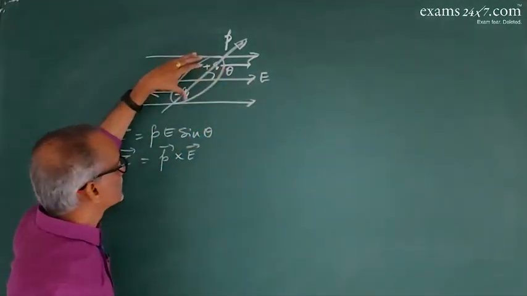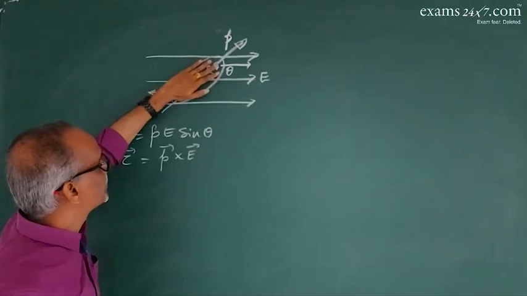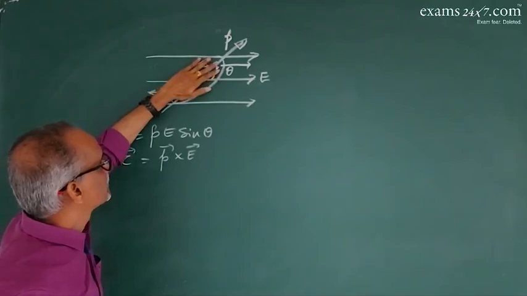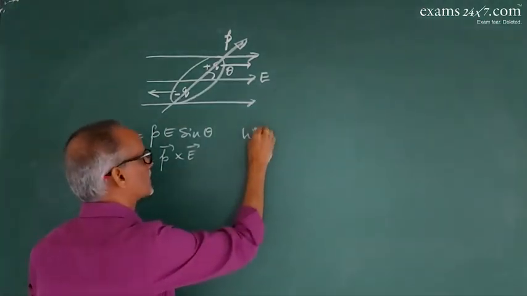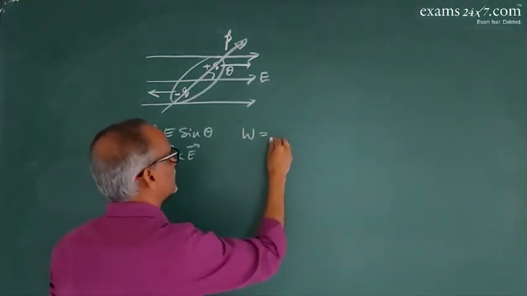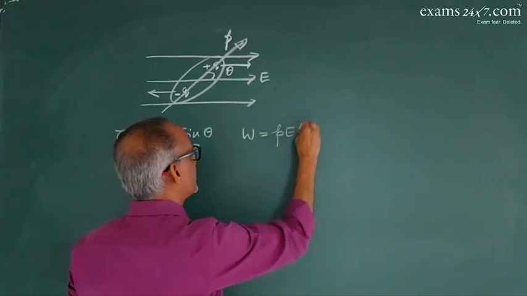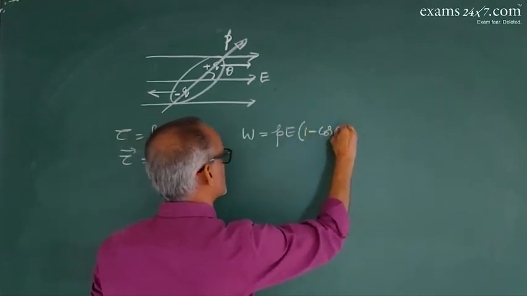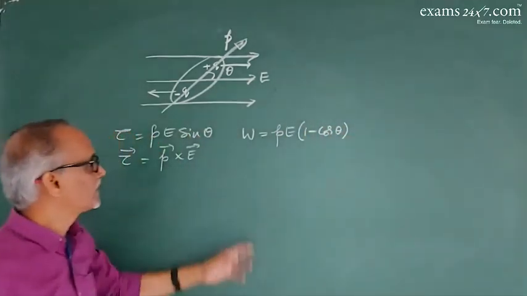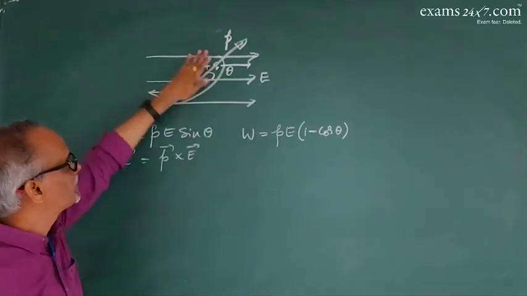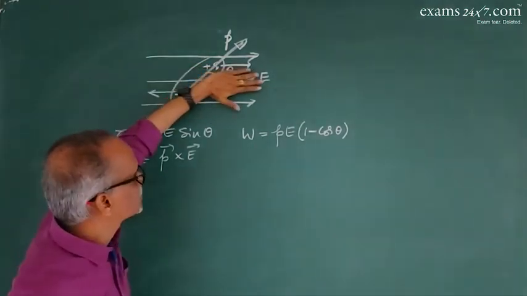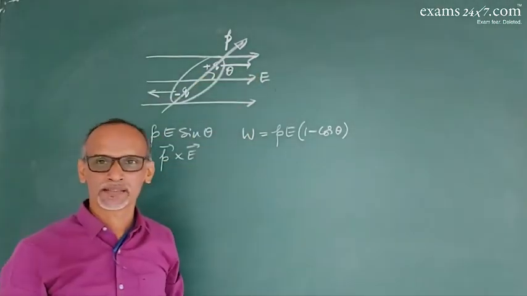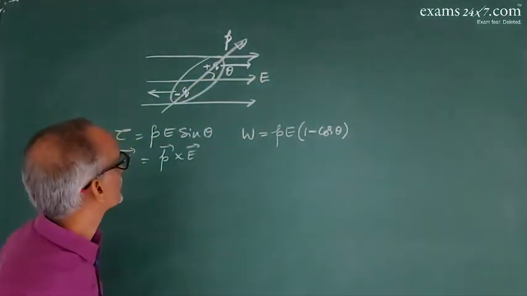And if you want to rotate this dipole against this electric field, then you need to do some work, which is given by W = PE(1 - cos θ). When we write this equation, we assume that the dipole is initially parallel to the direction of the electric field. That is also called the stable equilibrium position.